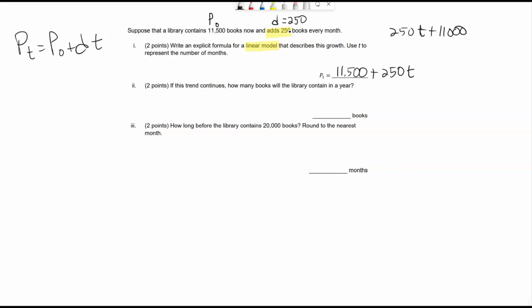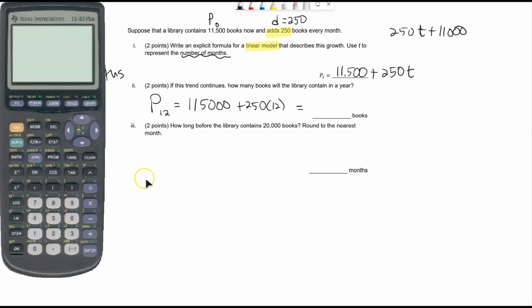Okay, aha. 1 year equals 12 months. In this case, t represents the number of months, so we actually have to work out P sub 12. So plugging in 12 into this explicit linear model gives us this formula, which we can then use our calculator to evaluate.